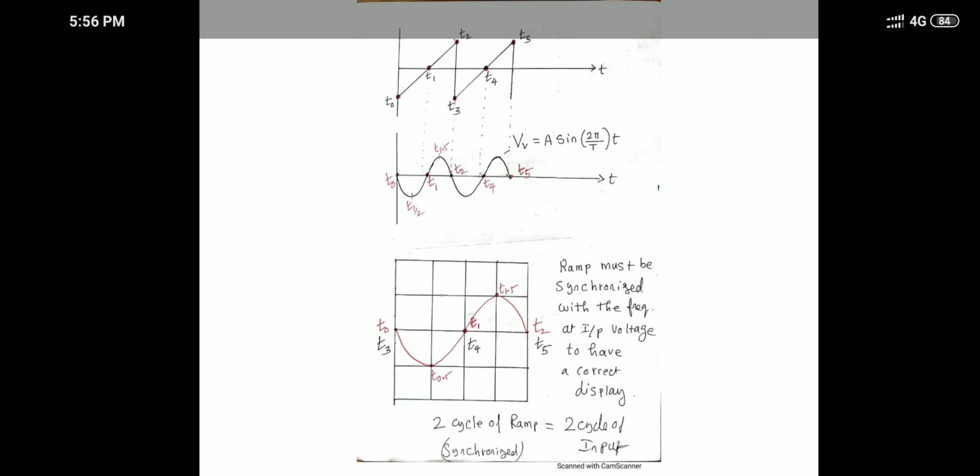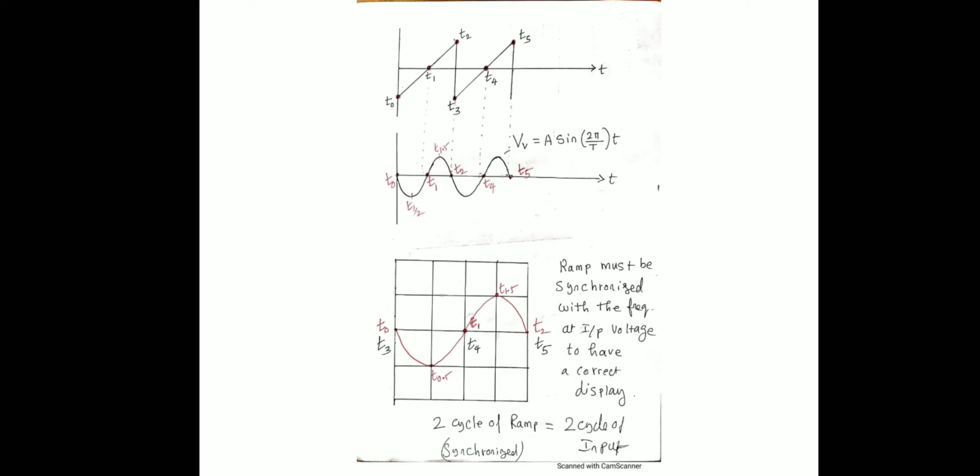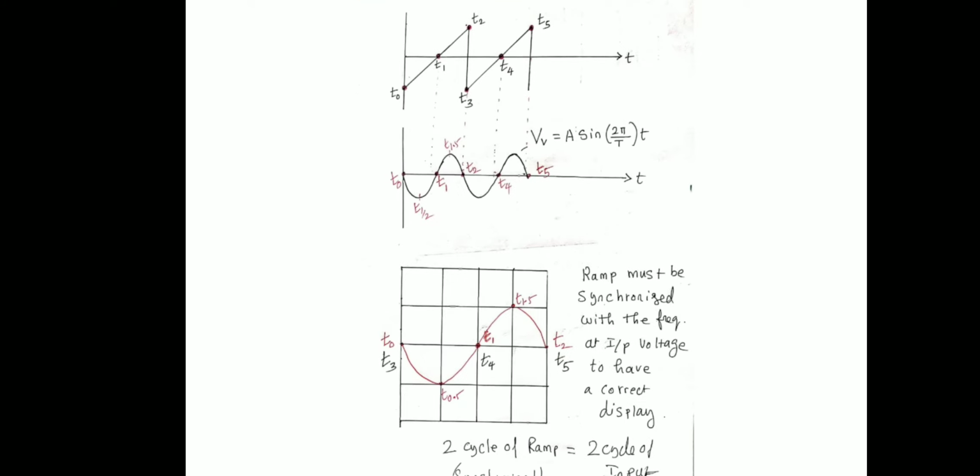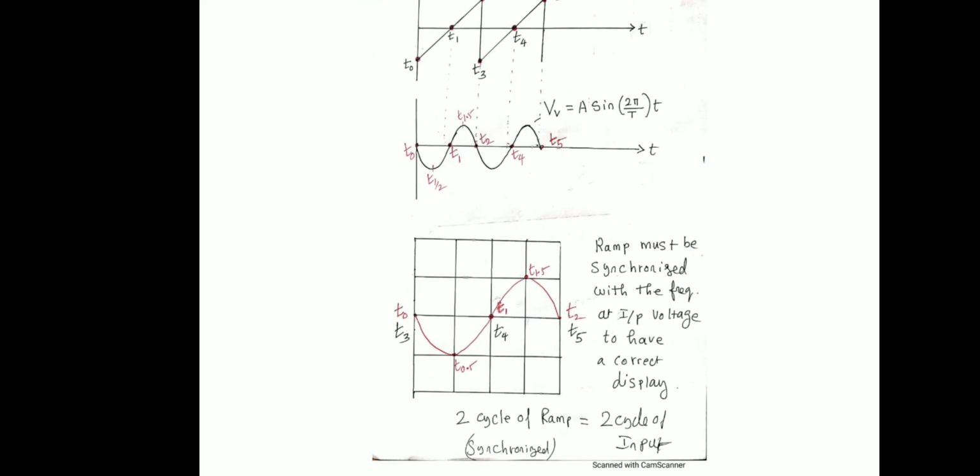Similarly, now the luminous spot is at the center at time T1. From T1 to T2, how does it work? Now the ramp signal from T1 increases from 0 to the positive maximum voltage. So this luminous spot tries to move in the right direction.